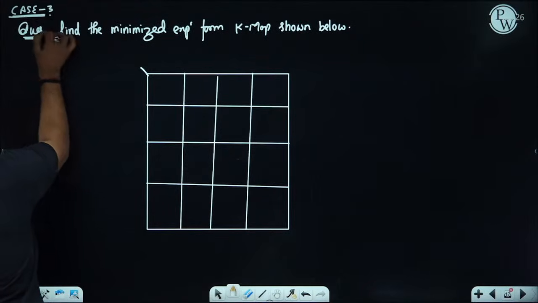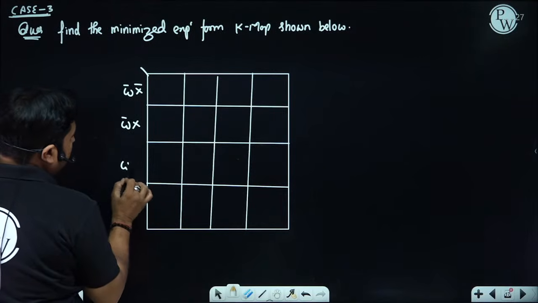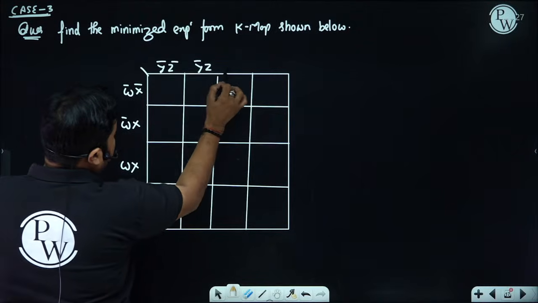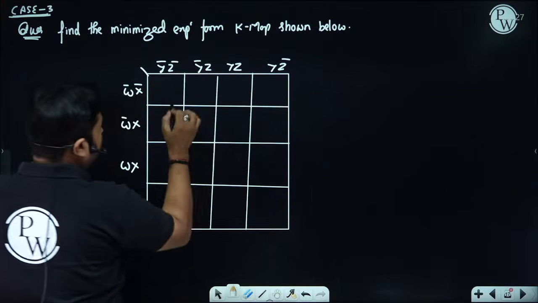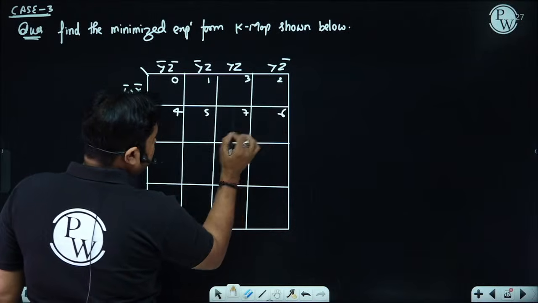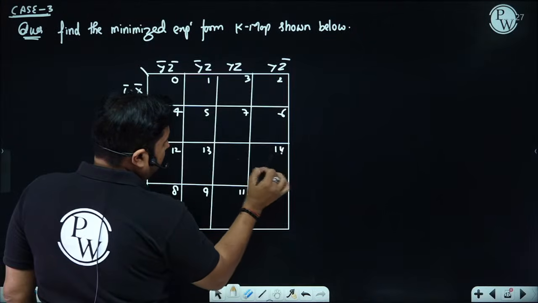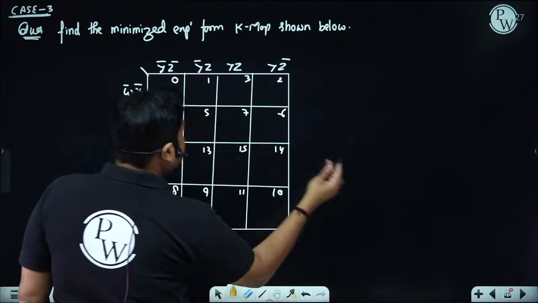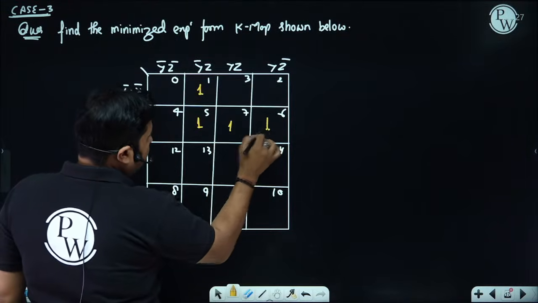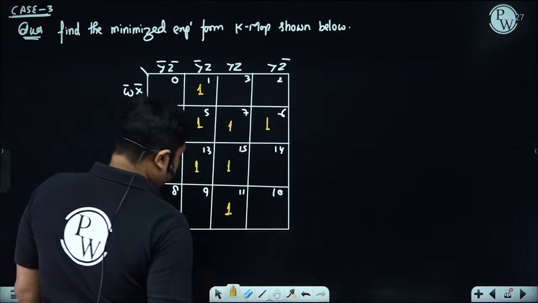Case 3, please observe. So we have W bar X bar, W bar X, W X, W X bar, Y bar Z bar, Y bar Z, YZ, YZ bar. Okay. 0, 1, 2, 3, 4, 5, 6, 7, 8, 9, 10, 11, 12, 13, 14 and 15. We are having a logic level 1 presented at this position and at this position and at this position and at this position.